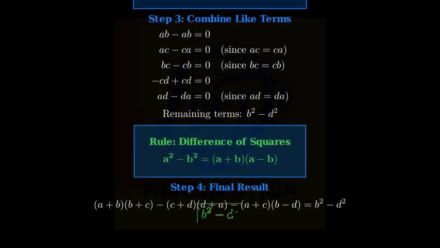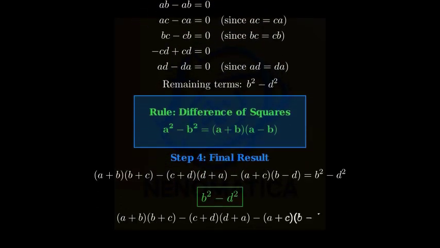In conclusion, we've seen how systematic algebraic manipulation can transform a complex-looking expression into a simple one. We expanded each product, distributed negative signs, and combined like terms, resulting in the elegant answer B squared minus D squared. This example demonstrates the power of algebraic manipulation and how complex expressions can sometimes simplify to surprisingly elegant results.